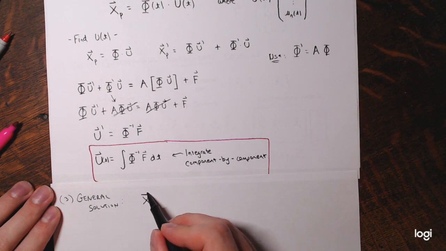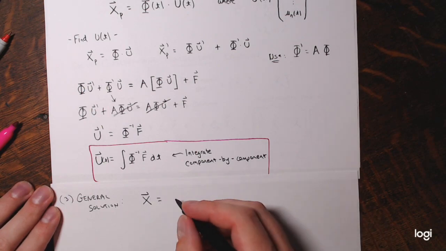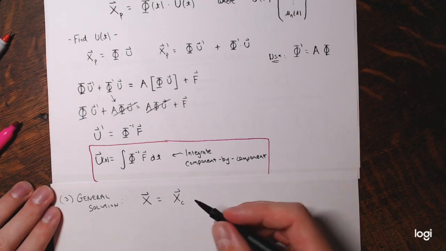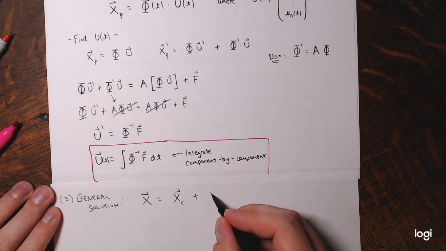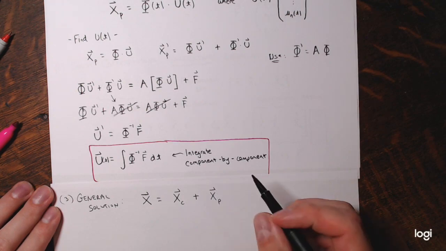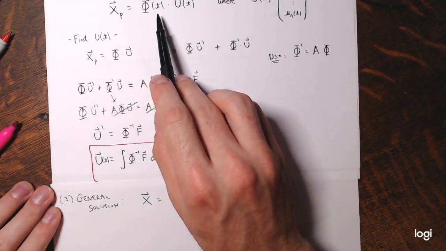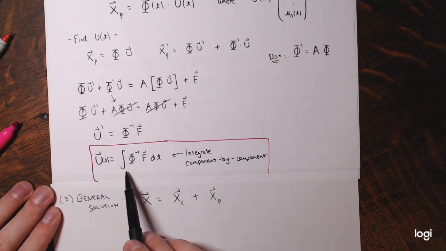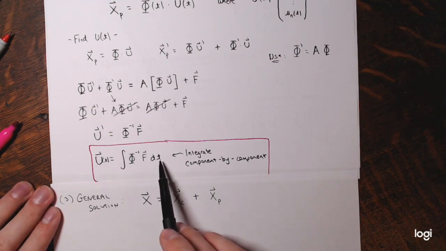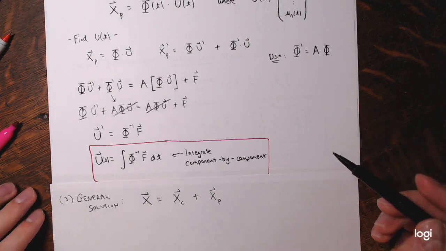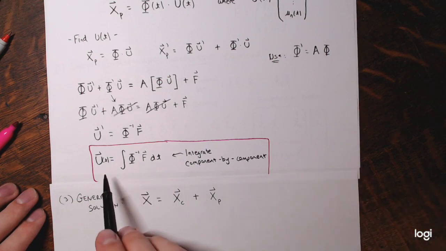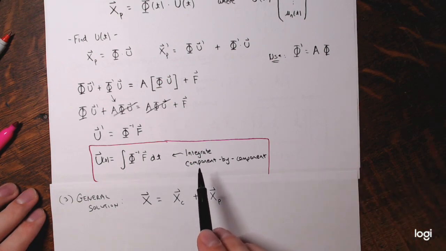I can replace vector x in my non-homogeneous system with the complementary solution, or the solution of the corresponding homogeneous, plus a particular solution which has that form there, the phi times u, where u is this integral of phi inverse times f with respect to t, where you integrate component by component. Okay, but that's huge there. I'm going to come back to this a lot.